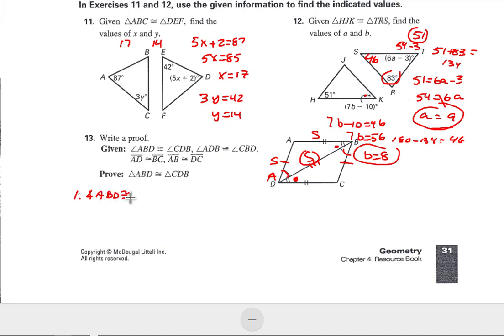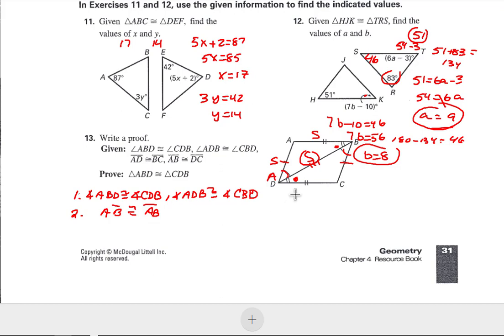So first step, we want to get the givens in there. Angle ABD is congruent to CDB, and angle ADB is congruent to CBD. That gives us the two angles. And then they're also telling us that AD is congruent to BC, and that AB is congruent to DC.